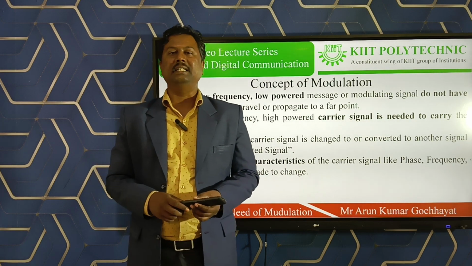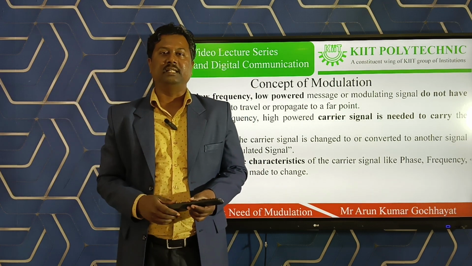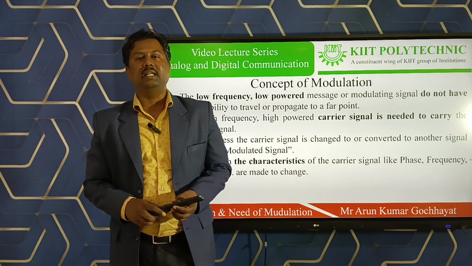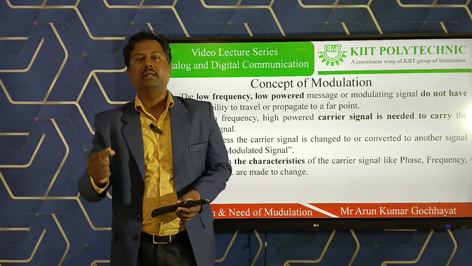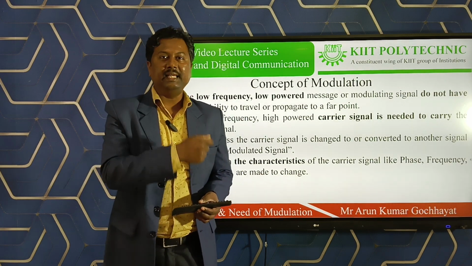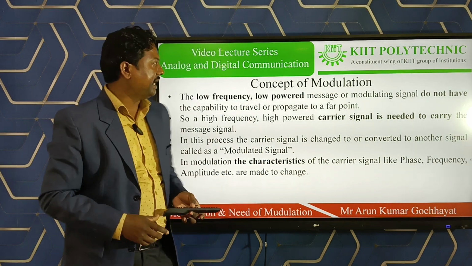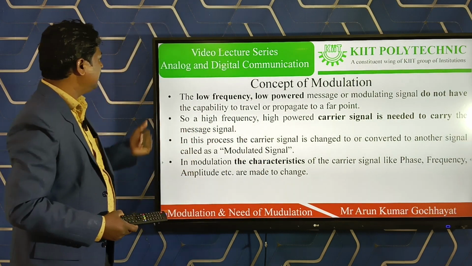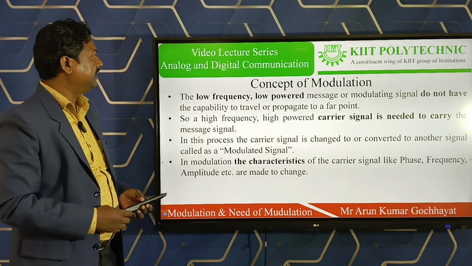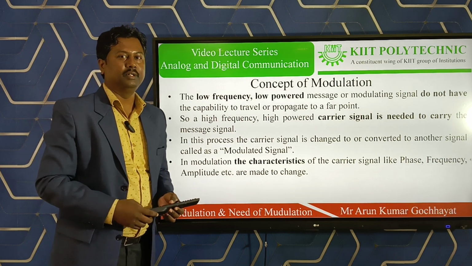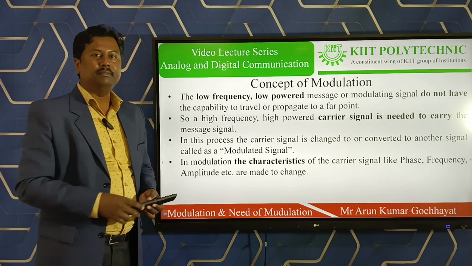So to make it easier, the signal needs to be transmitted along with another signal, which is a high frequency, high power signal. The second signal bears high power, so that it is able to carry this message signal along with it. That's why the second signal is called a carrier signal. As written here, the low frequency, low power message or modulating signal does not have the capability to travel or propagate to a far point. That's why a high frequency, high power carrier signal is needed to carry the message signal.